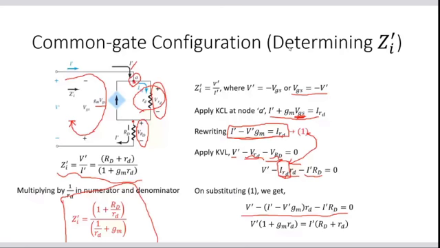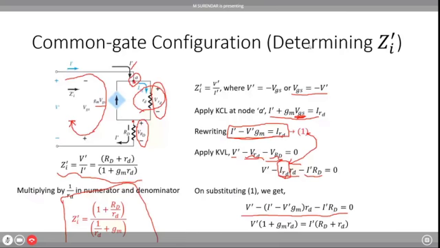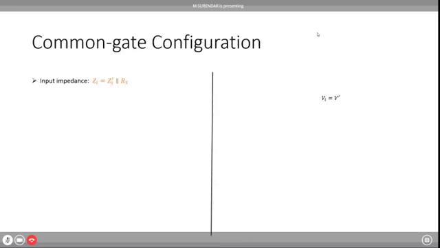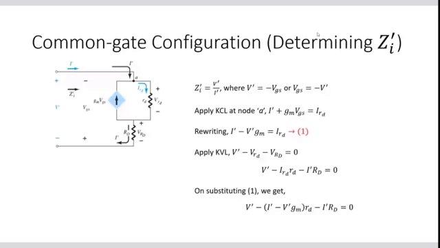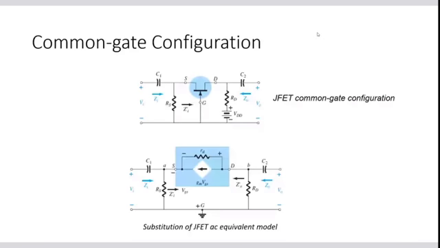Now moving into the next step, we have input impedance Zi is equal to Zi prime parallel with RS. You can really check that in this equation, this is the Zi prime we have just found. This Zi prime is actually parallel to the RS. That's why we have the input impedance as Zi prime parallel with RS.